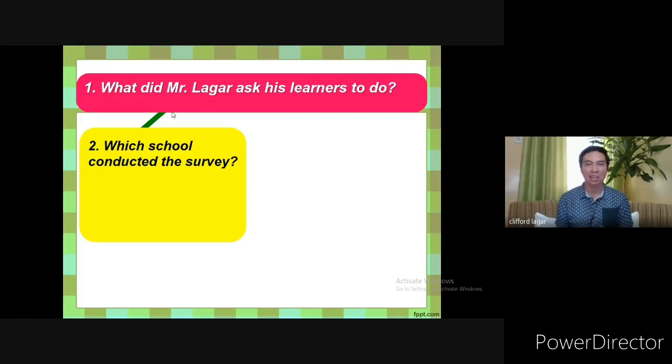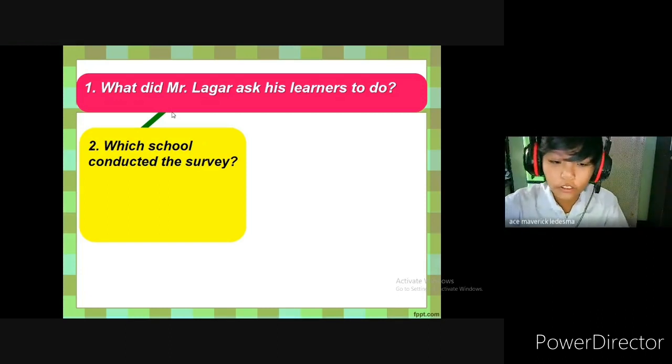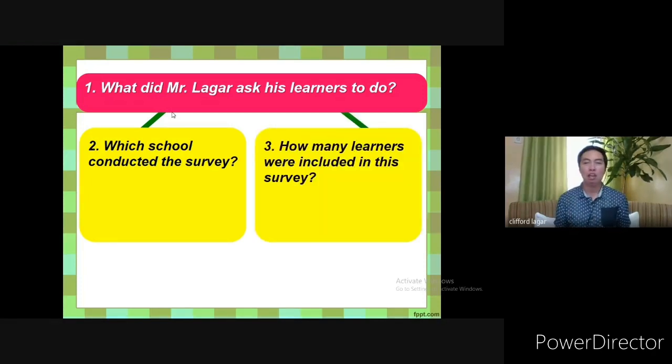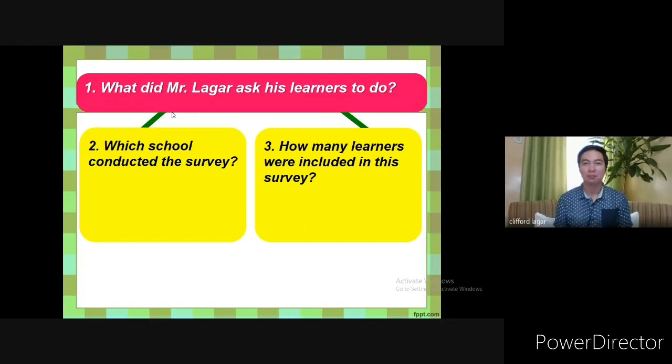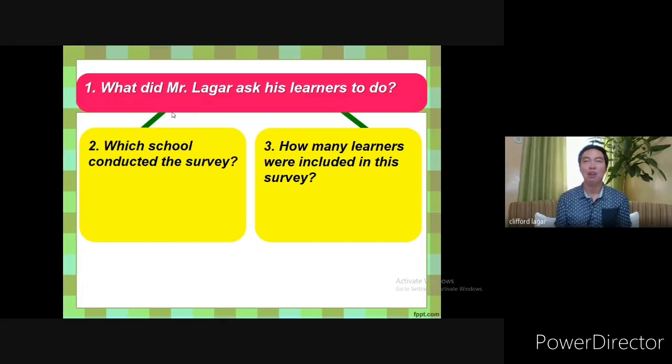Now, Ace. Which school conducted a survey? The school that conducted the survey was Lucena Norte Elementary School. Correct. So Lucena North 2 Elementary School conducted the survey. Very good. Now, number three. How many learners were included in this survey? Okay, Jones. There were 104 learners interviewed in the survey from grade 4 to grade 6. Okay, so a total of 104 learners became part of this survey.